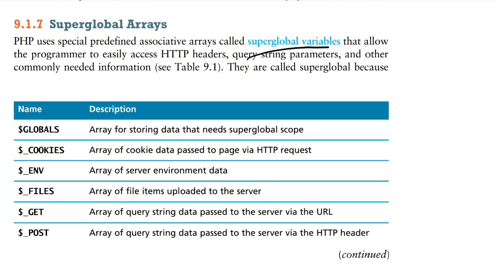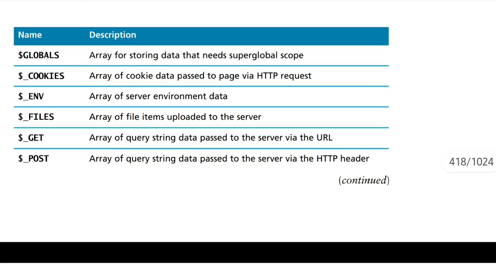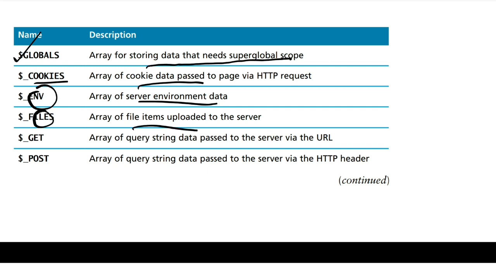Super global means, what do you mean by global? Global means accessible throughout the program, right? So super global is also the same thing. It will be accessible throughout the program, and you can directly assign it and use it. You need not mention the specific size and array keyword. Here are some of the super global arrays: GLOBALS for storing the data that needs super global scope, COOKIE for storing the cookie data, ENV for storing the environment data, FILES for file items, GET for the query string data passed to the server via the URL.